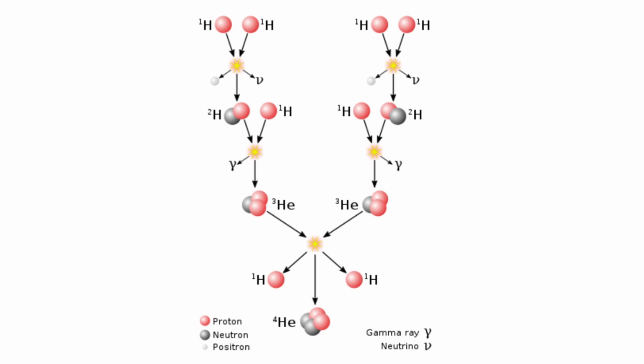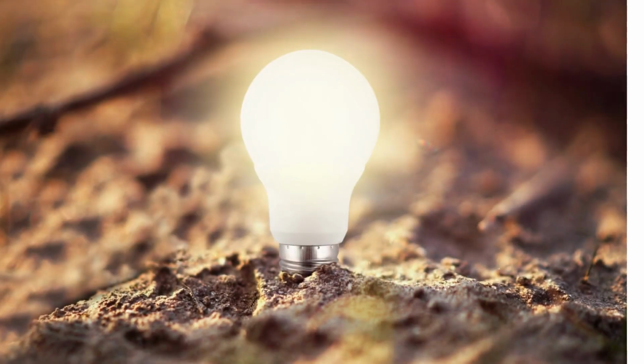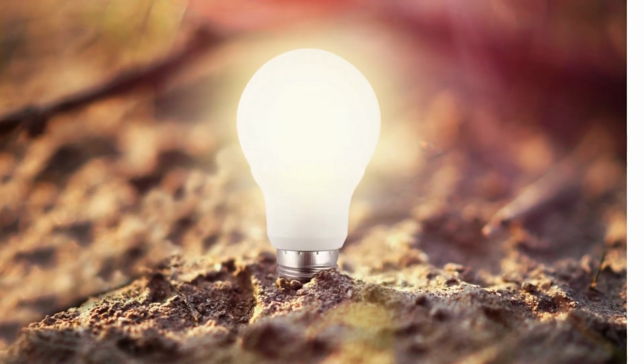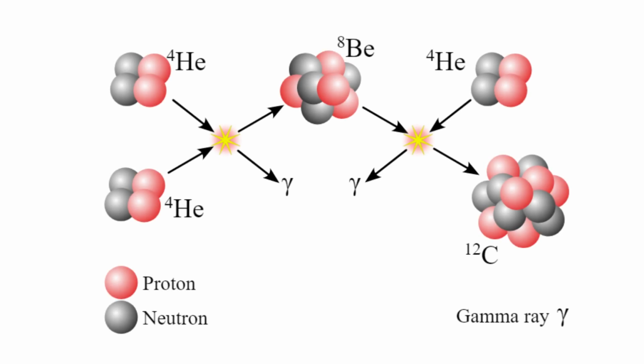First, hydrogen burning. The first stage of nucleosynthesis occurs in the core of the star, where the hydrogen atoms are fused together to form helium. This process releases a tremendous amount of energy, which keeps the star burning and generates the light and heat that we see. Second, helium burning.